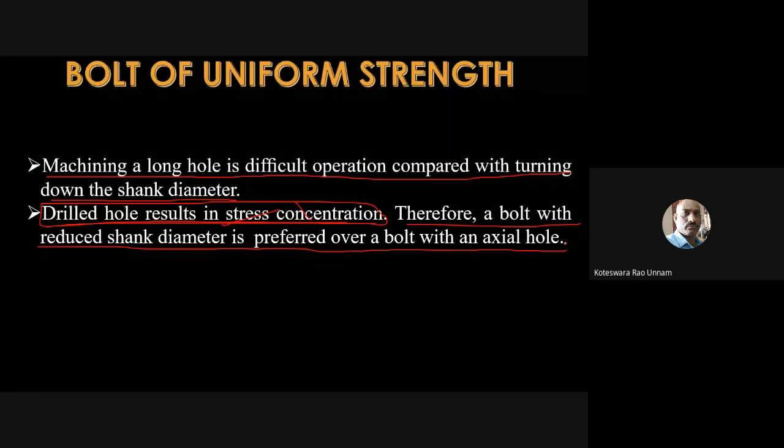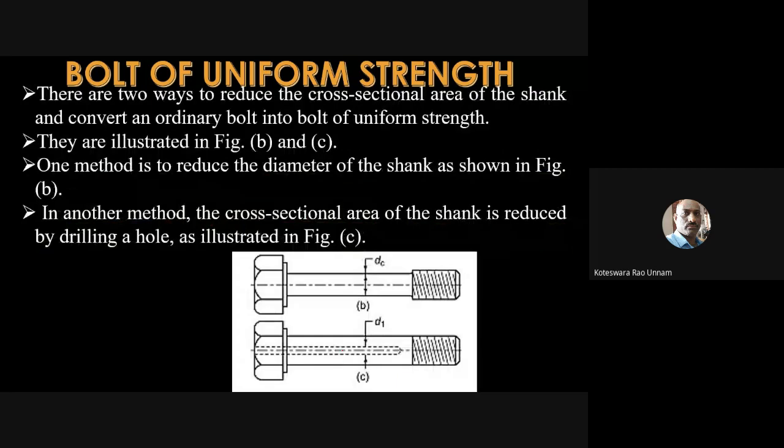So that means, of these two options, instead of going for the second option, the first one is always preferred. That means in order to make any bolt have uniform strength, what you need to do is make the diameter of the shank portion of the bolt equal to the diameter of the core.